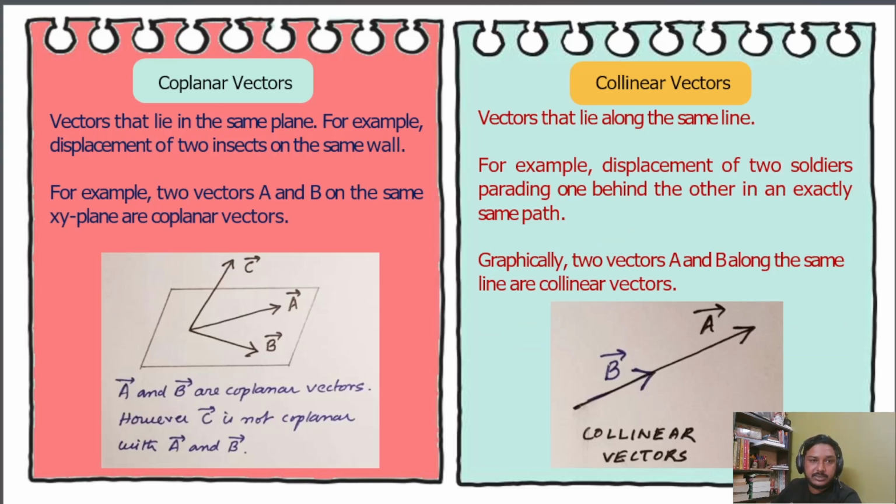Then come the coplanar vectors. What are the coplanar vectors? The vectors which lie in the same plane. You can think of two pens which are resting on your table. Those two pens will represent two coplanar vectors. For example, the two vectors A and B lie on the same plane. So this is basically the plane. This surface is the tabletop, you can imagine here.